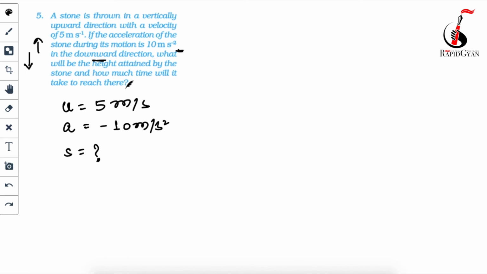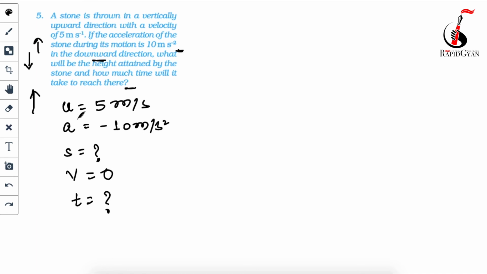And of course, if it goes up, at one point it will stop, which means your v will become 0. So they are asking, by how much time will it take to reach there? So you will have to find the t also. So you have already written your observations and what you have to find.